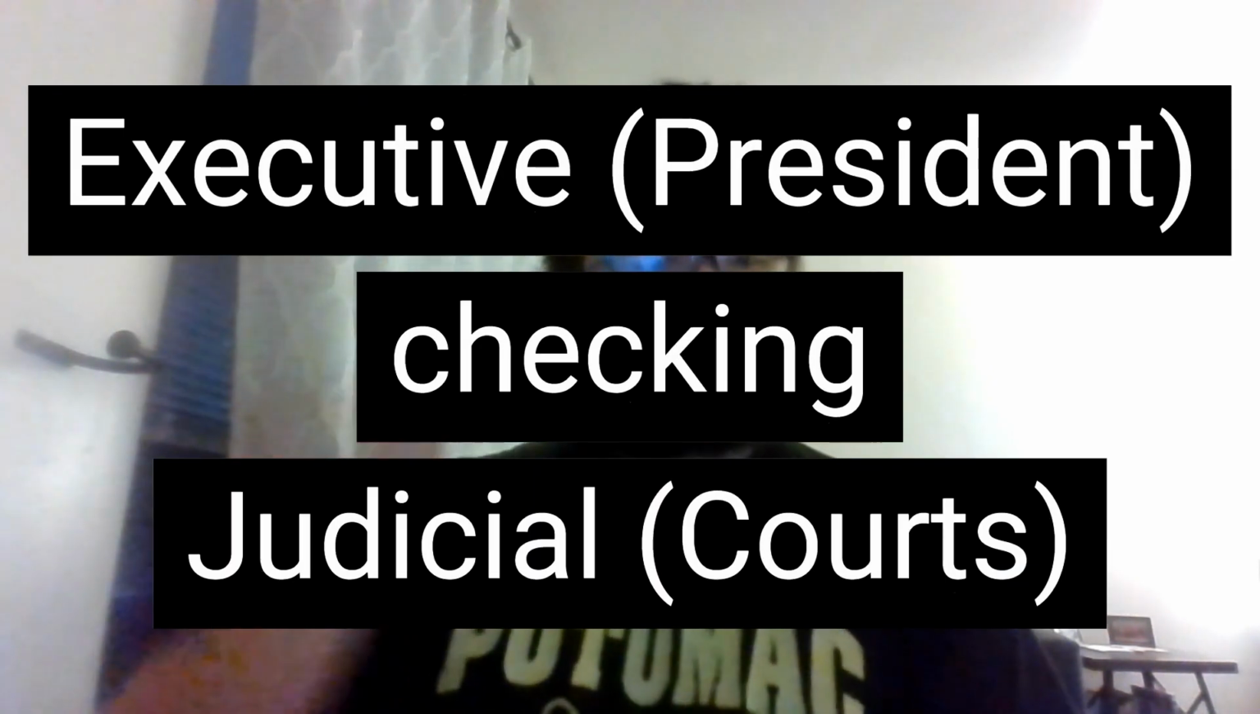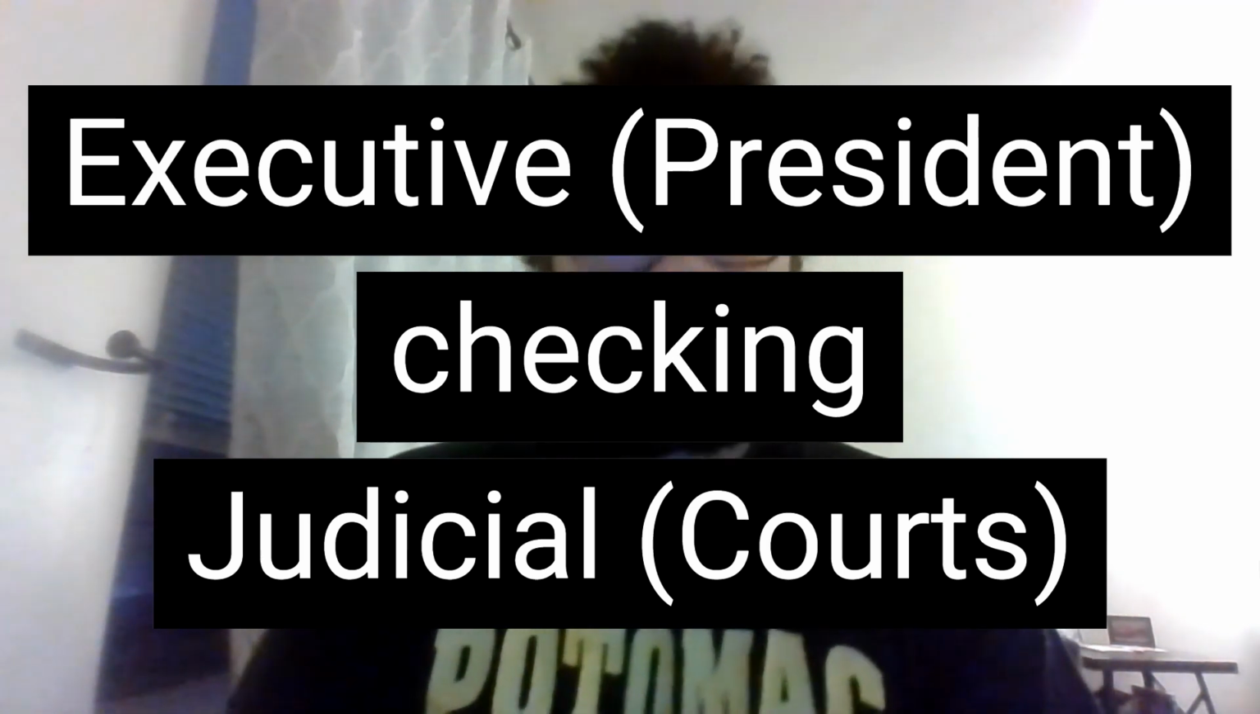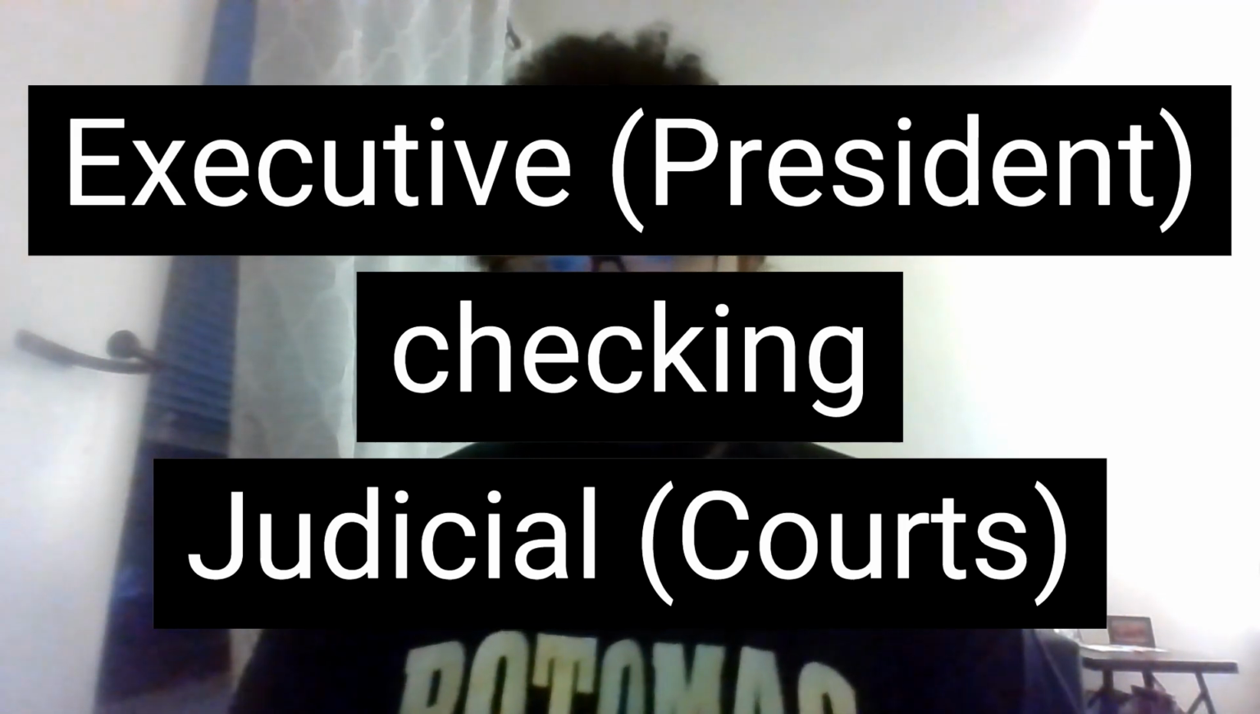Next, how can the president check the courts? Well, the president can check the courts by first appointing judges. Okay, if someone is on the Supreme Court, if someone is on a federal court, it's because the president nominated that person. So the president gets to more or less choose who is on. Of course, we know that Congress has to approve that appointment, but the president is the one who puts the name forward.